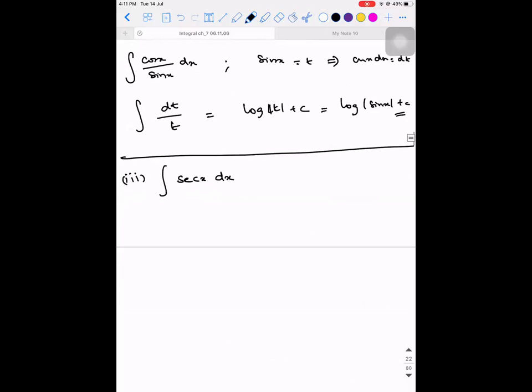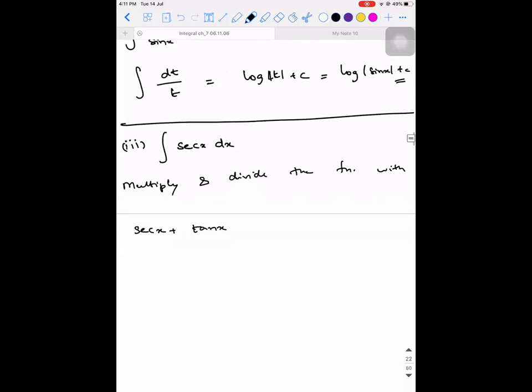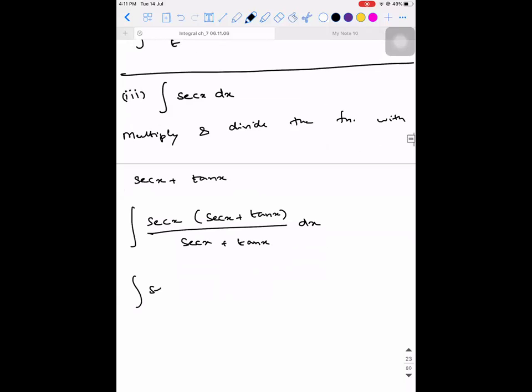So what we will do here is multiply and divide the function with secant x plus tan x. Okay. Now observe what I'm going to do: integral of secant x into secant x plus tan x, the whole divided by secant x plus tan x. So if I observe the numerator, what is going to happen? It is secant square x plus secant x tan x, the whole divided by secant x plus tan x dx.